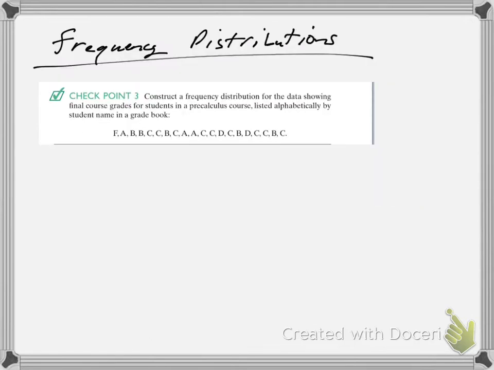So now we're going to talk about a couple different types of distributions and charts, graphs, tables, things like that. The first thing we're going to look at is something called a frequency distribution. This is where we make a little chart, and you'll see how we do this. The best way to show you is an example. Construct a frequency distribution for the data showing final course grades for students in a pre-calculus course listed alphabetically by student name in a grade book.